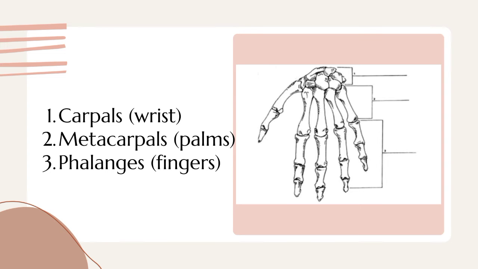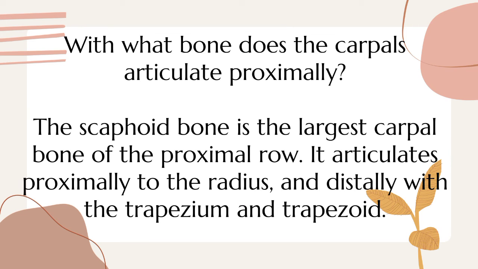So here's the question to be answered. Number one is, with what bone do the carpals articulate proximally? The scaphoid bone is the largest carpal bone of the proximal row. It articulates proximally with the radius and distally with the trapezium and trapezoid.